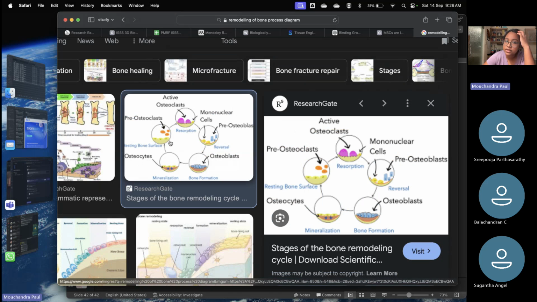Right? This is another very good diagram that shows that. First, the resorption phase is happening. Active osteoclast cells are the cells which are going to do resorption. Then there is reversal, where macrophages will also come here. Then comes the bone formation phase, then mineralization by the osteocytes, and then the resting phase, where the new bone is formed and mineralized. Then again, whenever the need is, this process will happen again.